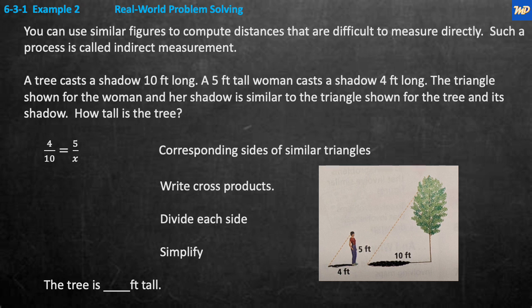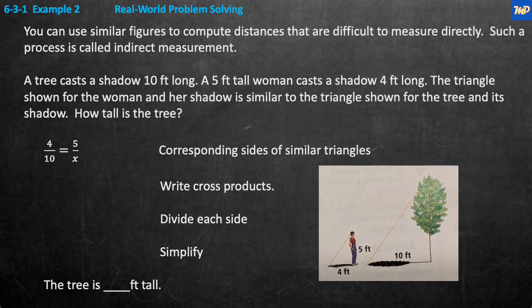Okay, example 2, real world problem. You can use similar figures to compute distances that are difficult to measure directly. Such a process is called indirect measurement. A tree casts a shadow 10 feet long. A 5-foot tall woman casts a shadow 4 feet long. The triangle shown for the woman and her shadow is similar to the triangle shown for the tree and its shadow. How tall is the tree?